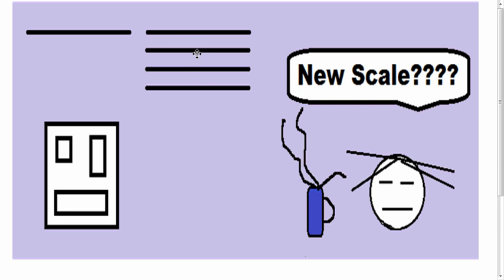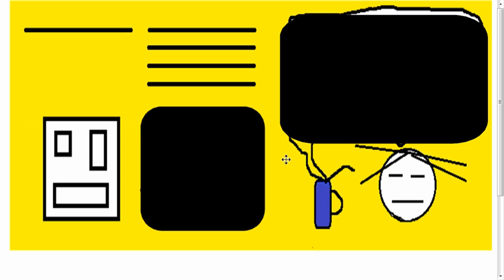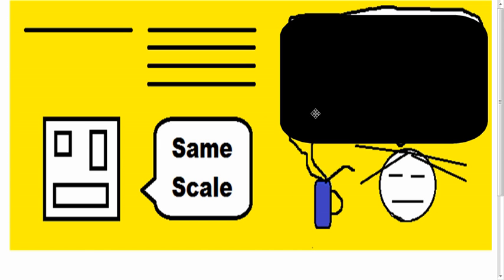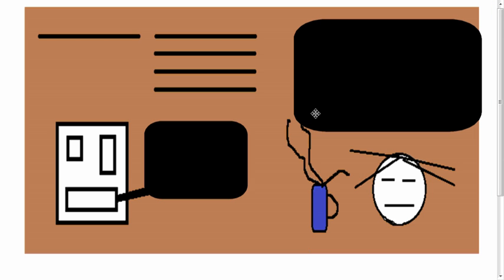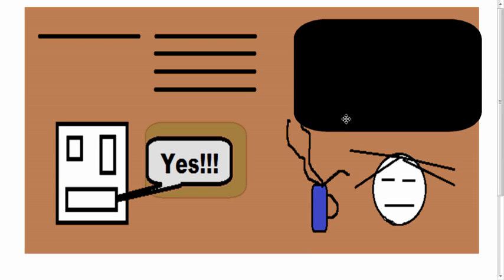Now, Dr. Square drew 4 other lines. Same length, but quantity of 4. And Crazy here wondered if there was a new scale. That would be 4 trips around the Earth. And yes, it would be.